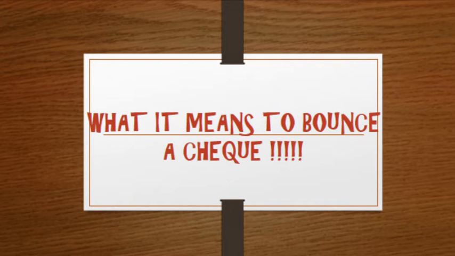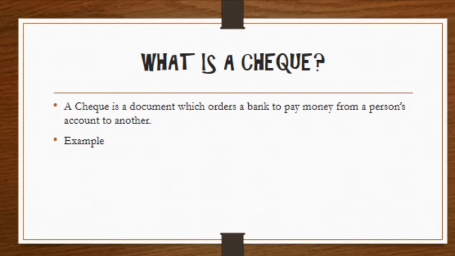bounce a check. Well, before I begin explaining what it really means to bounce a check, we need to understand what a check itself is. By definition, a check is a document which orders a bank to pay money from a person's account to another. So here we're talking about two customers, one with a check and the other one waiting to receive money from the issuer of the check. So the person that is receiving the money, in this case, is called the payee.